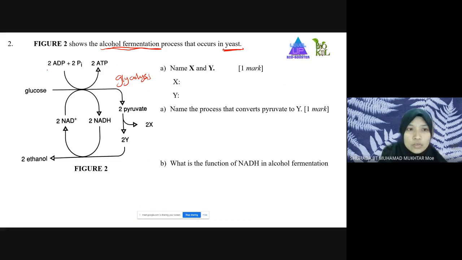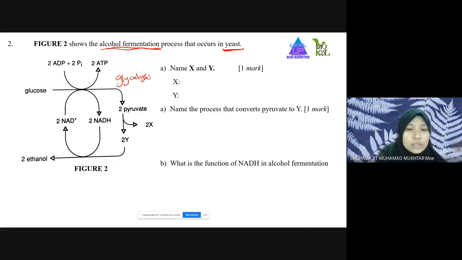Okay, kat sini dia tunjuk 2 ATP sebab dia mention yang net 2 ATP produced in glycolysis. Okay, and then pyruvate undergo something, produce X, and then dia hasilkan Y, and then Y undergo something, hasilkan ethanol, which here reducing agent is used. So maksudnya this is a process of reduction. Okay, so first question, name X and Y. Okay, so X and Y from pyruvate to Y jadi ethanol.